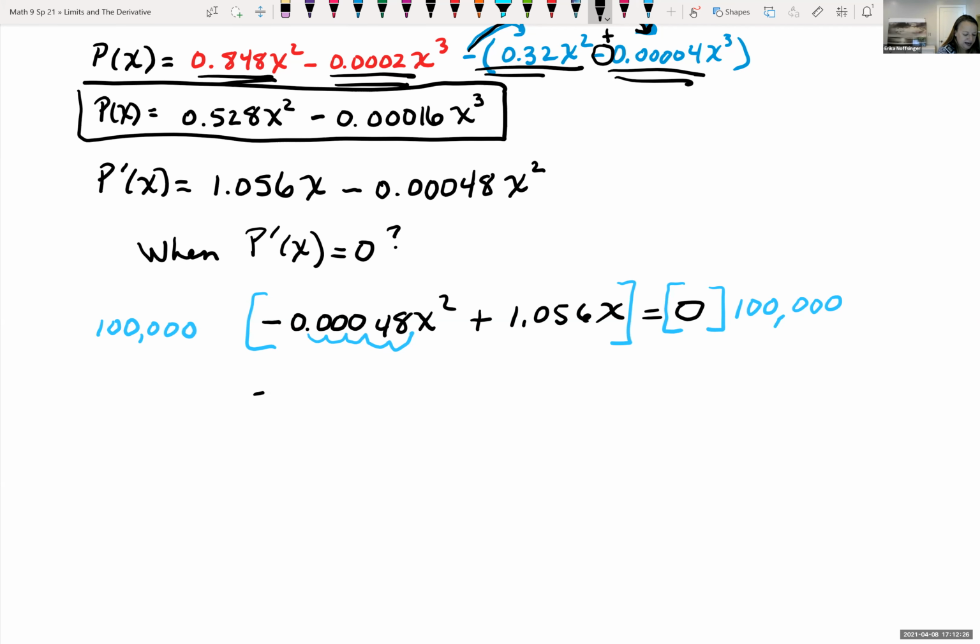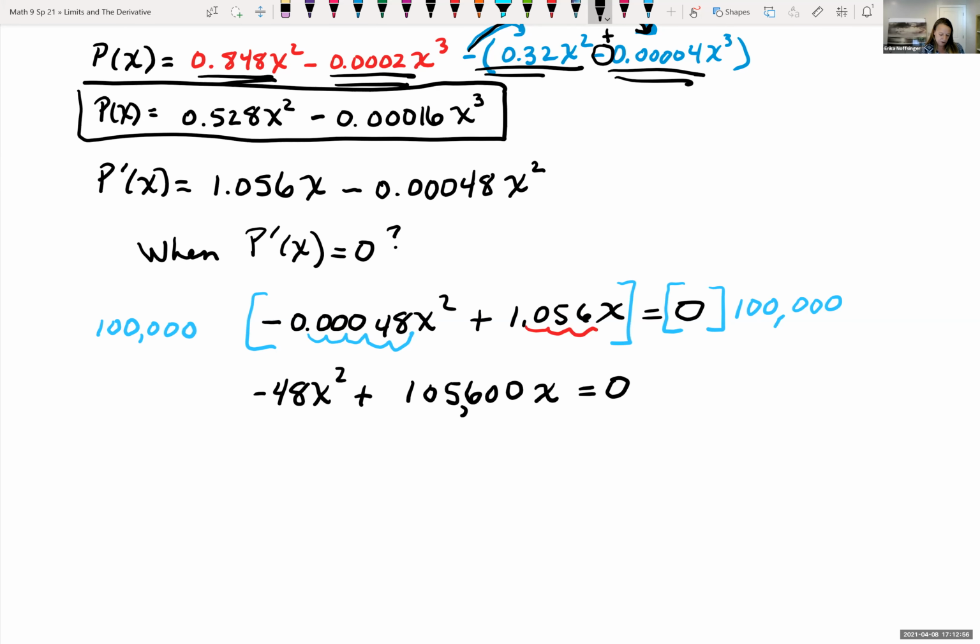So this is going to give me negative 48x squared plus, I need to move this decimal over 5 places for this other piece, but notice there are only 3 spots. So I'm going to have to add 2 zeros to the end. So we'll get 105,600x is equal to 0.